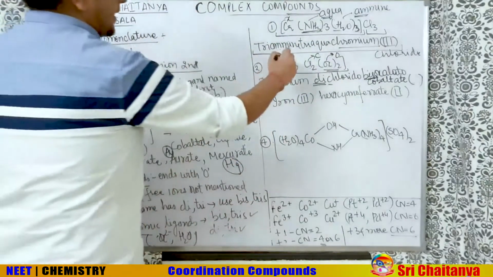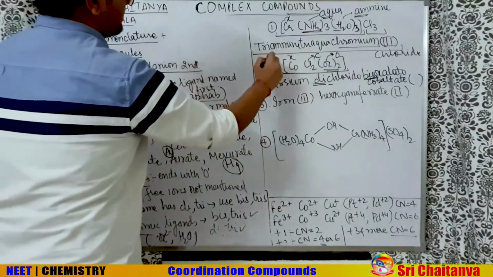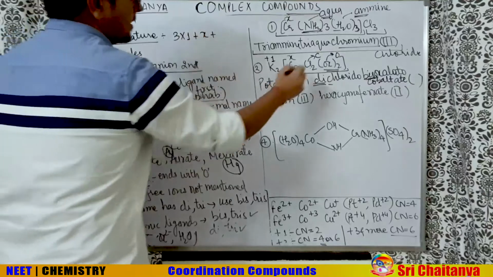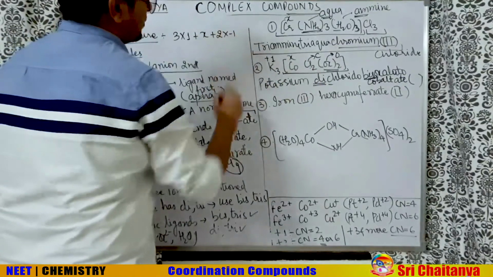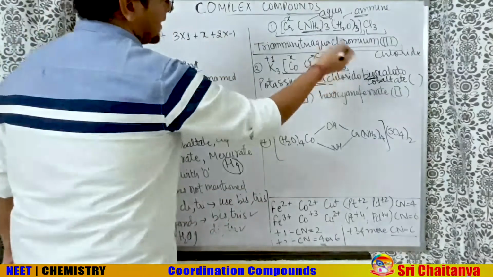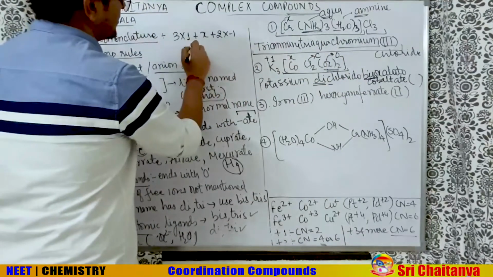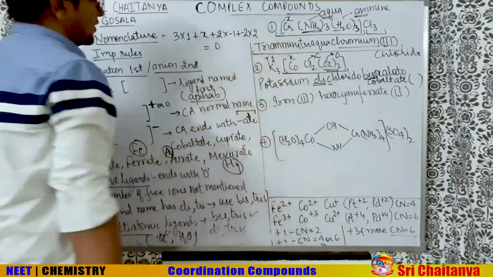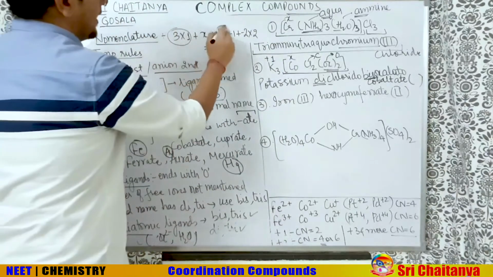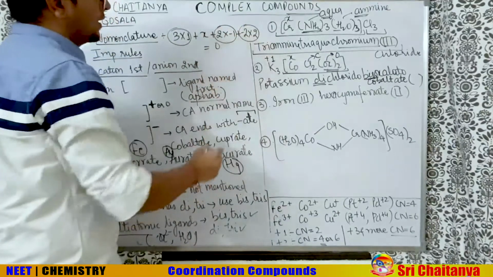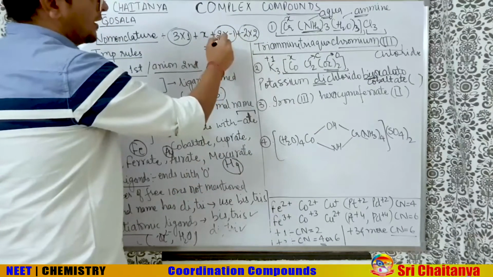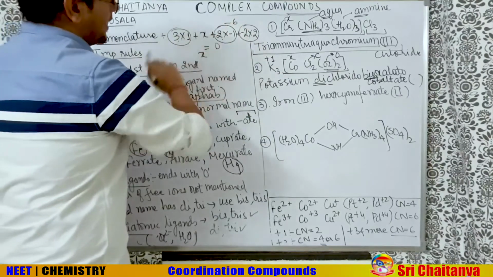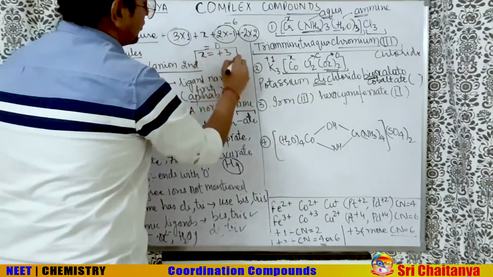Next, brother, here I put X. Potassium always has a +1 charge. So 3 into 1 plus X plus Cl has -1 charge, so 2 into -1. Ox has -2 charge, so I will write there minus 2 into 2. Total 0 charge came. So how much is this? 3. And this is -2 minus 4. -2 plus -4 is -6. -6 plus 3 is -3. It will go on the right side. X will come out to be +3.